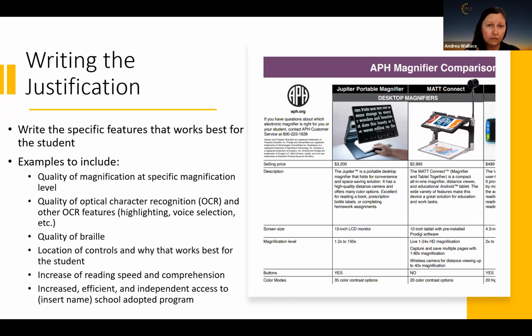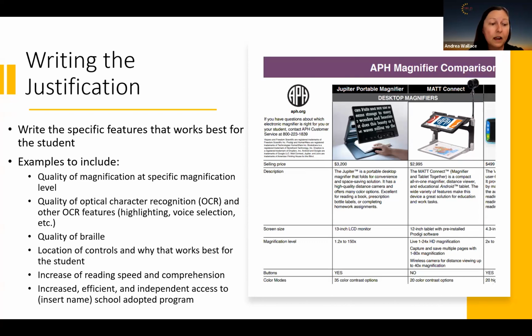All right, so back to writing the justification. We talked about saying features, that's what you need to write in here. So for that first grade student, you would say you need something that accesses near and distance, and then you can look at what else this magnifier offers, because really this is the one for them, after you've trialed it.